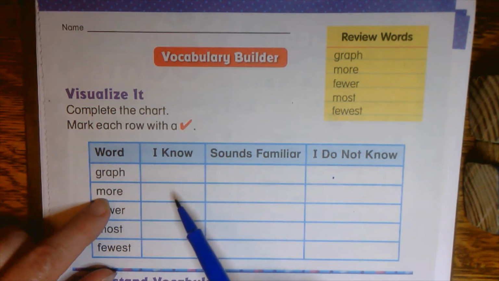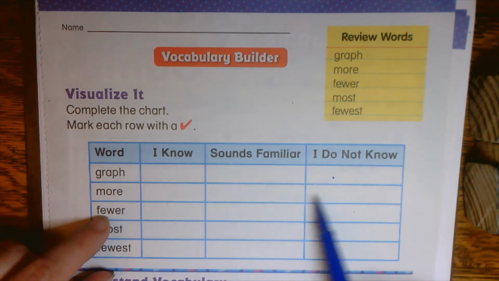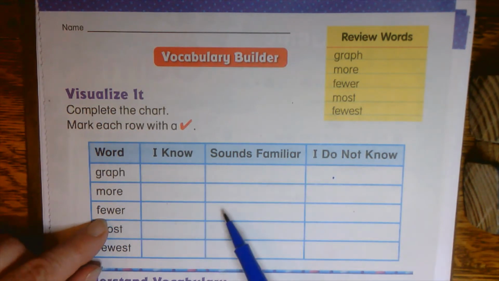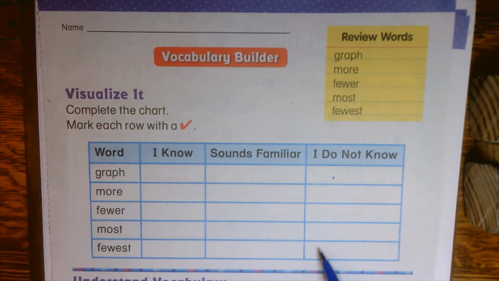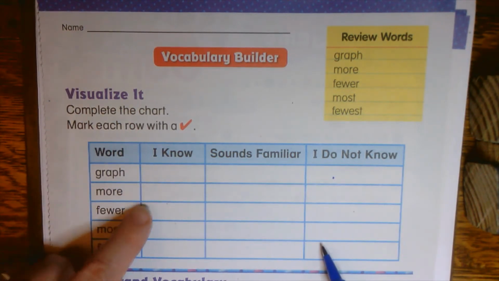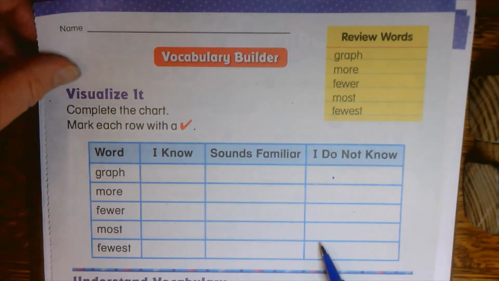More. Oh yes, absolutely, I know what more means. More, oh, it sounds familiar, but I'm not exactly sure, or I don't know. Fewer, again, choose which column your check mark should go in. Most, choose which column, and fewest. So boys and girls, you may all have different answers for this chart, and they're all correct. You're just putting down what you know. This is just to get your brain ready for what we need to think about.